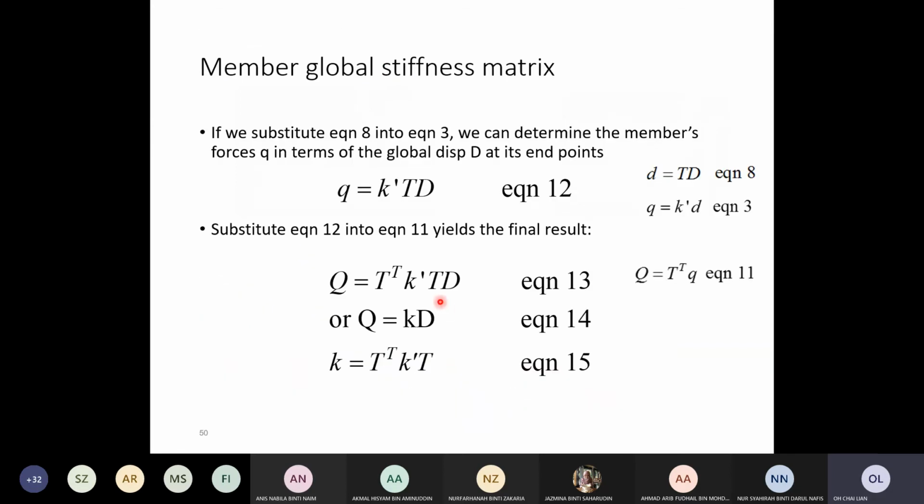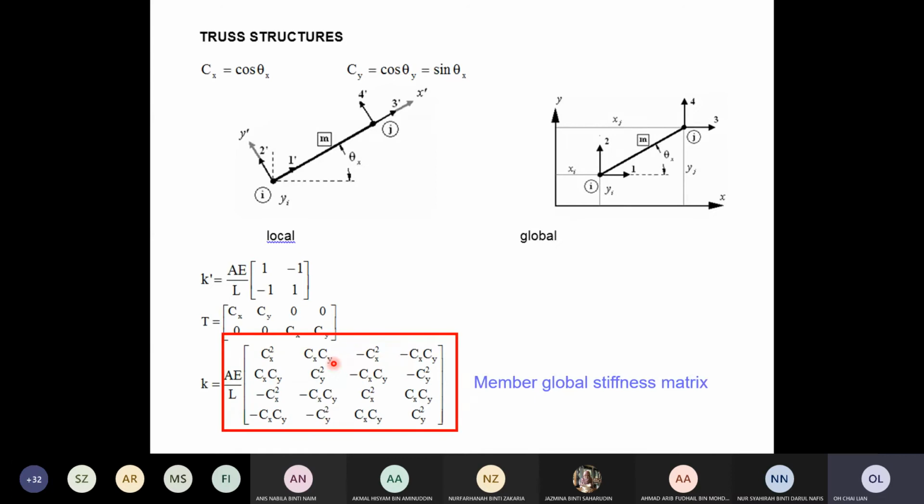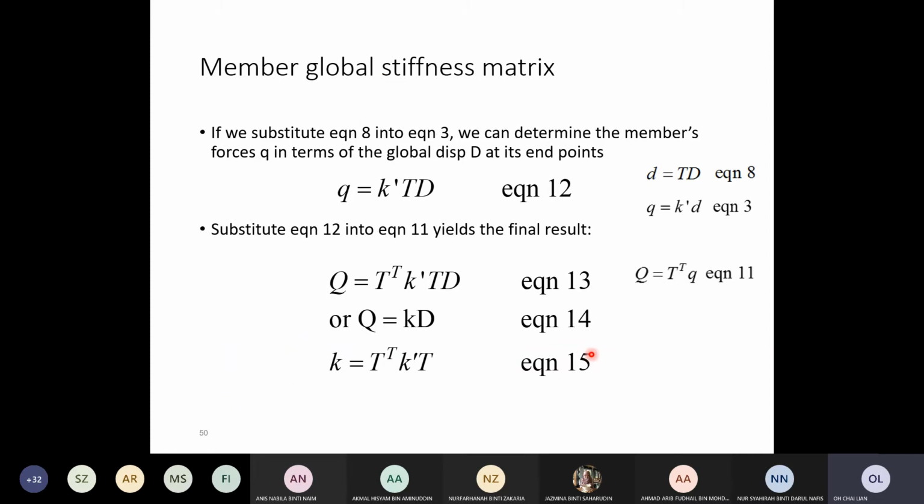So there are a few equations to come to this K. This is just to tell you the derivation, but in fact, you don't need to derive it during your test. You can just apply this K. This K will be used to determine the member stiffness matrix. Now everything is in global when we want to solve for the displacement in the stiffness matrix. So how do we get this equation 15?